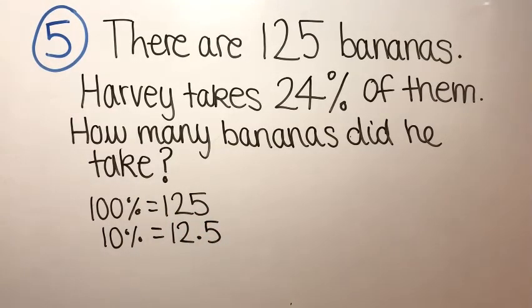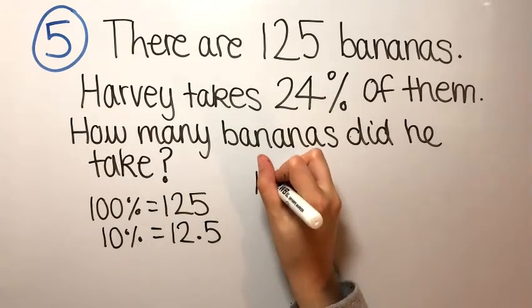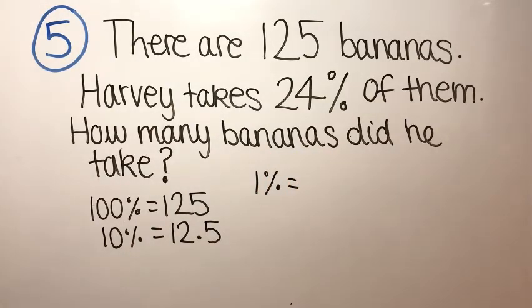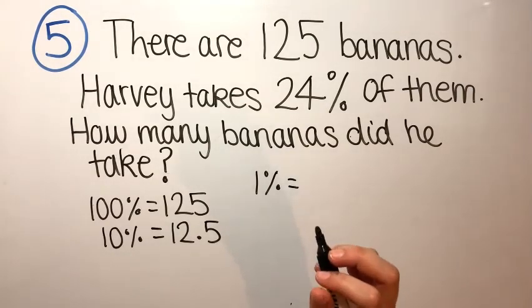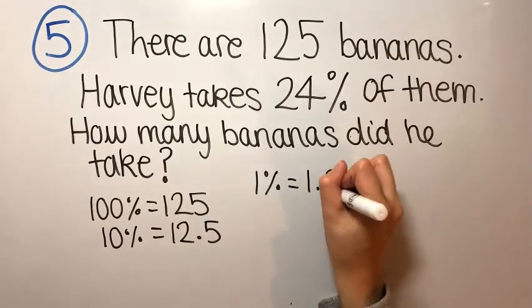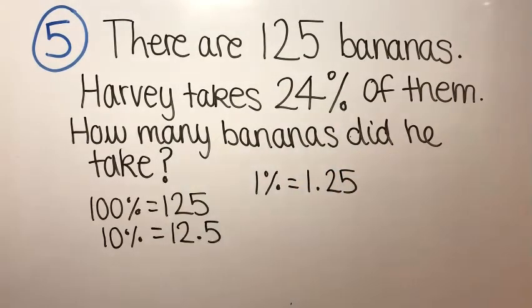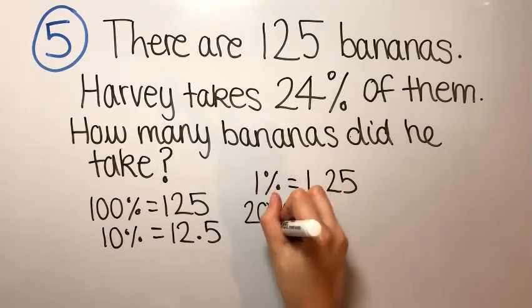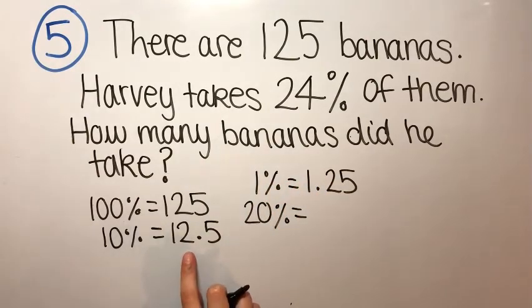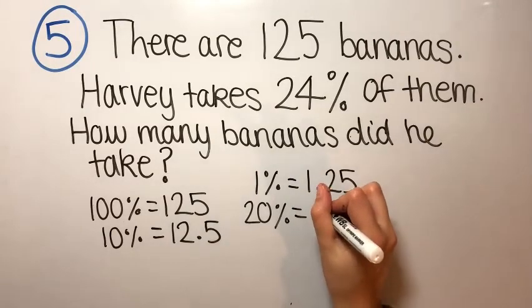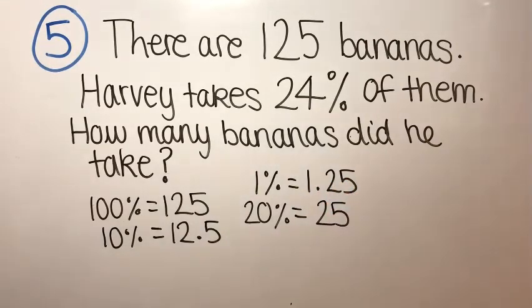We're going to move on now to working out what 1% is. To work out 1%, we divide our number by 100. Moving along our decimal place 2 points gives us 1.25. We're going to work out what 20% is. To work out 20%, we times this number by 2. If you can't do this mentally, please use the column method. 12.5 times by 2 gives us 25. Now we're going to work out what 4% is.